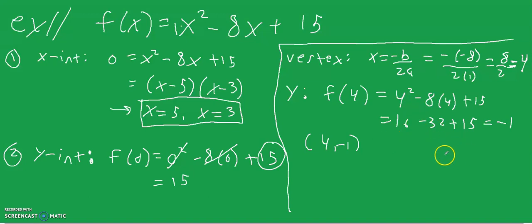Alright, so now I can put all of this stuff together on a little graph. So 1, 2, 3, 4, 5. I need to go down to negative 1. I need to go up to 15. So let's say this is 5, this is 10, and this is 15, so 5, 10, 15, just to make my graph a little bit easier. Now, I start graphing this one piece at a time.